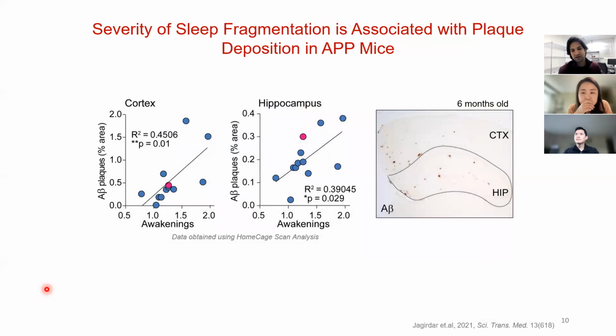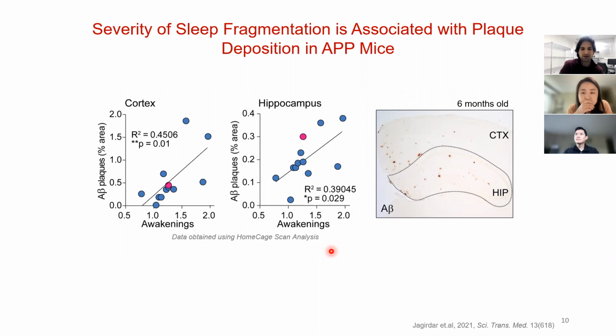So initially, looking at this point, we were interested in whether this sleep fragmentation is associated with plaque deposition in FPP mice. So I used the same data that we collected with home cage scan prior to starting with the EEG analysis. I was interested in looking at the A beta plaque and awakening correlation, and this is in 6-month-old mice. I found that in cortex and hippocampus, there is a positive correlation: the more awakenings, the more A beta plaque deposition in our mice.